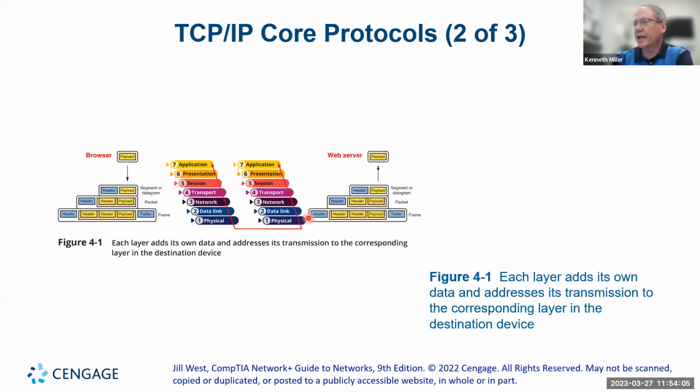If you look at each layer, it's voltage at layer 1, a frame at layer 2, and a packet at layer 3. Then with a port and a packet, it's known as a segment at layer 4. Then 5, 6, 7 is just data.